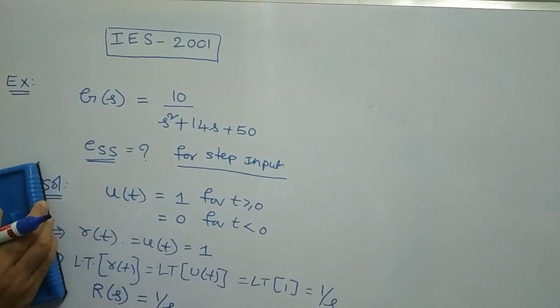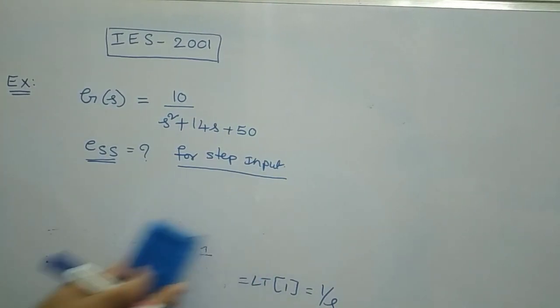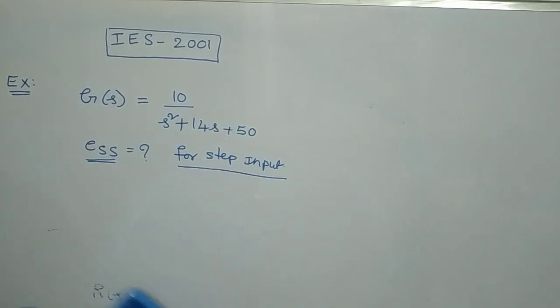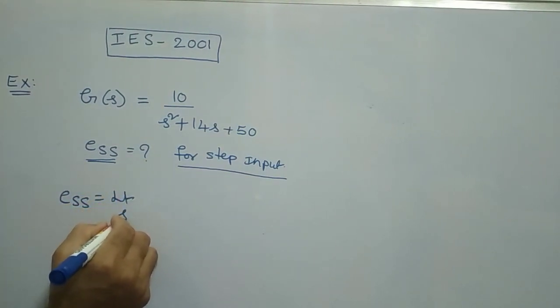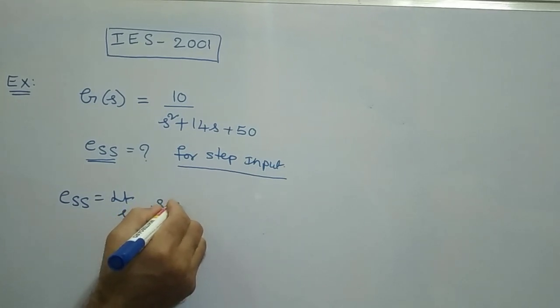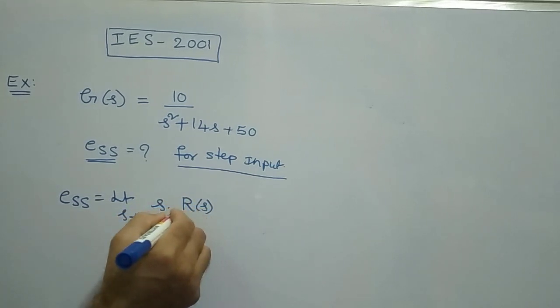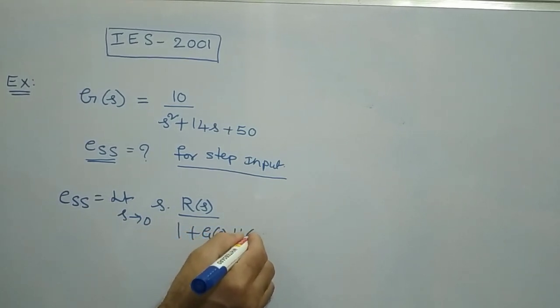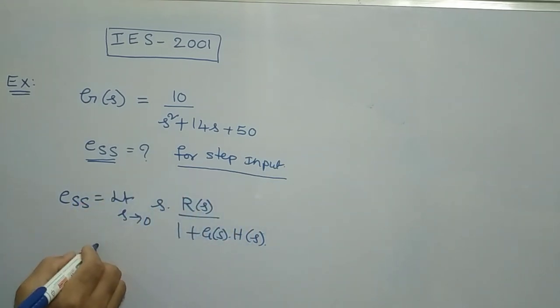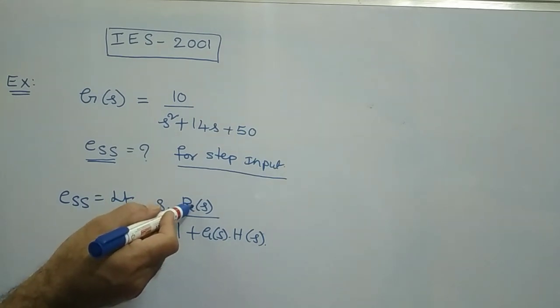Clear? I am just erasing this. What is steady state error? ESS is equal to limit s tends to 0, s into R of s by 1 plus g of s into h of s. Clear? This is the definition. Now, as per this definition, what is your R of s? R of s is required, no? R of s is your input. Step input is given. So for the step input, we have found the Laplace transformation already. R of s value is 1 by s.